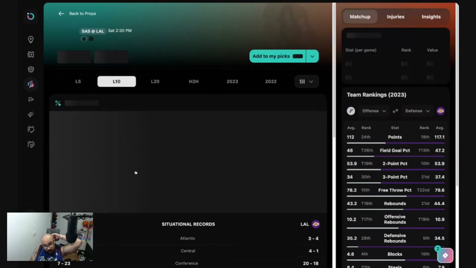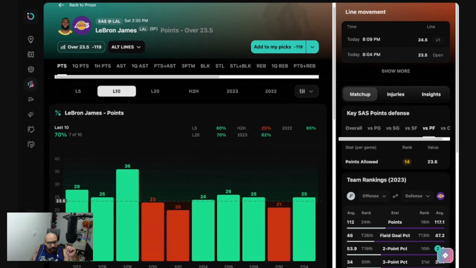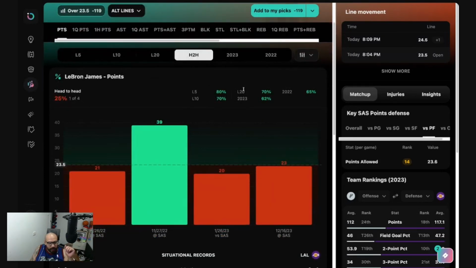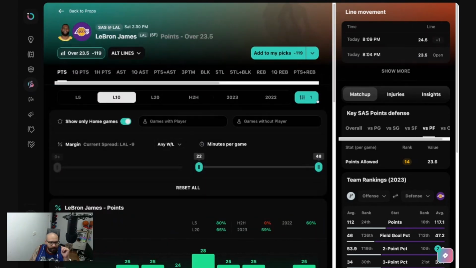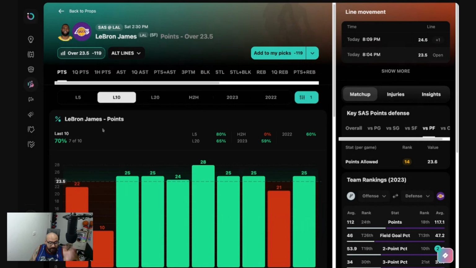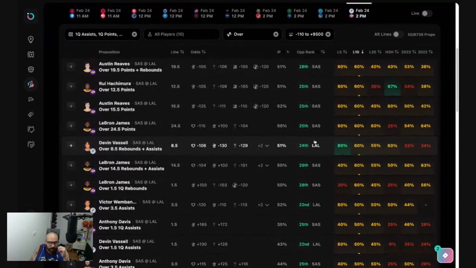Let's have a look at LeBron James. Points line, 23.5 at the moment. The matchup's somewhat difficult. Not difficult at all. Sorry, I take that back. Middle of the road. LeBron's hit this in 7 out of his last 10 games. Against the Spurs, he's only hit this in 1 of his last 4. So that makes it quite difficult. If we look at his last 10 games at home, he's actually covered in 7 out of his last 8, really. He's hit this line, but he hasn't hit it very well. And look at minus 119 odds. I'm not playing around with that. So LeBron, you can go back to your retirement home.